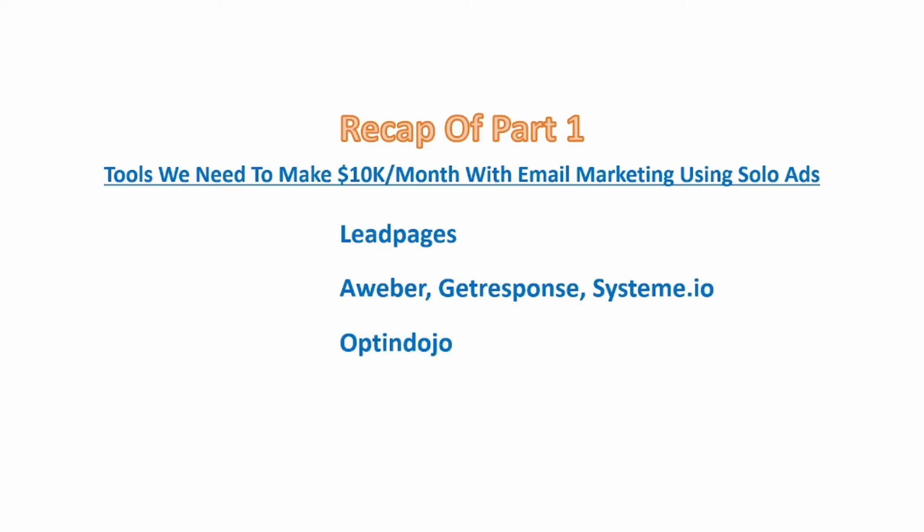Now, Optin Dojo is the central command system, which I explained in part one of this training series. Optin Dojo is going to integrate the entire system with Leadpages, with the autoresponders, and with the different affiliate marketplaces like ClickBank, Warrior Plus, and Explode Lead.